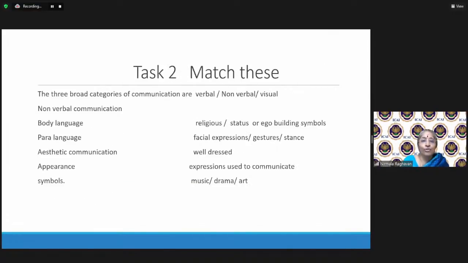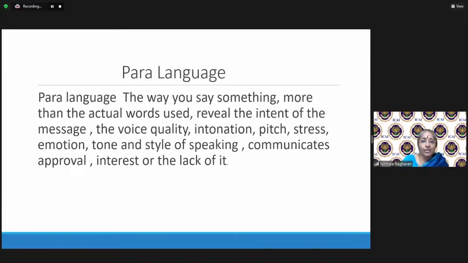So before going on to formal communication, match the following: body language, facial expression, gestures, stance. Para language, expressions used to communicate without words. Aesthetic communication, music, dance, drama, art. A beautiful painting, a beautiful picture is aesthetic communication. Appearance is being well dressed. Symbols is religious symbols. Some people have the bindi, some people have something else, some things drawn. So these are religious symbols, status symbols, or ego symbols. So that much for non-verbal communication.